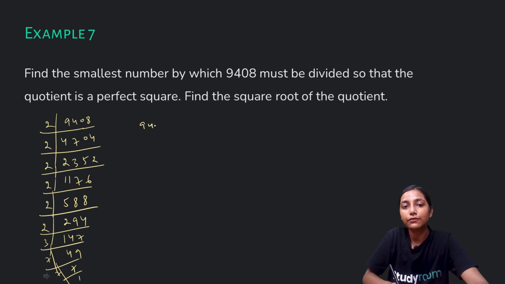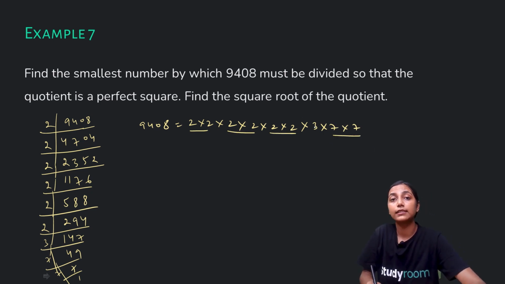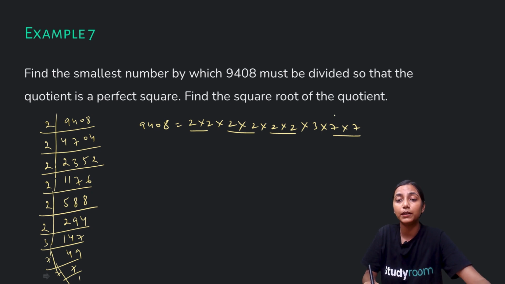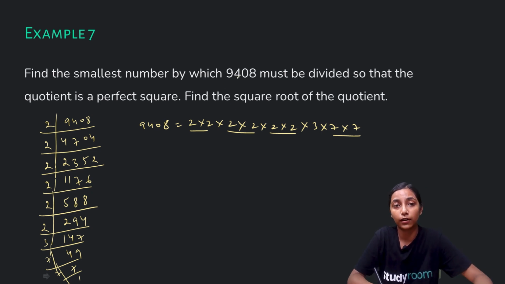So we can write 9408 as 2 how many times? 1, 2, 3, 4, 5 and 6 times 2, 1 times 3 and 2 times 7. Pair them up. You get pairs for all factors except 3. So 3 for this number is not having any other 3 to be made into a pair. Therefore this number is not a square number. First of all, 9408 is not a square number.